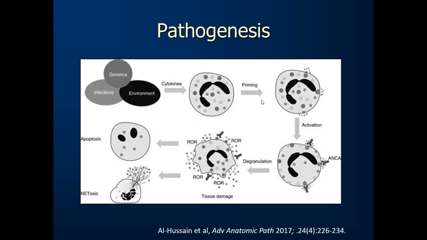The very simplified version, which I prefer, is that there is an insult, the neutrophil, and there's cytokine. The neutrophil is then primed to present these MPO and PR3. So they undergo activation when ANCA binds to those antigens. The neutrophil degranulates and can release reactive oxygen species, and that can cause apoptosis and something called NETosis, where you basically extrude the contents, the chromatin, from the cells, and that can also lead to more inflammation.